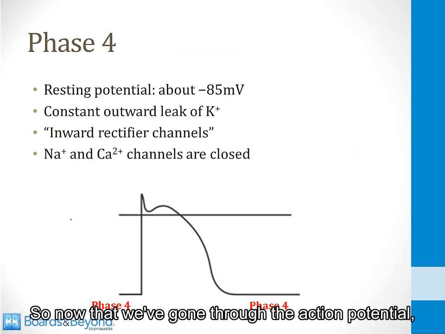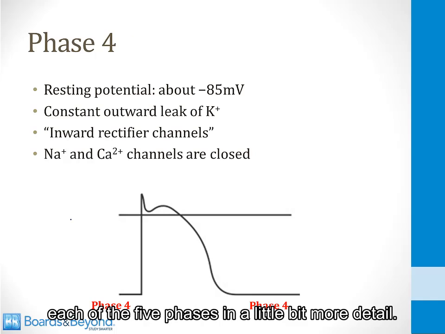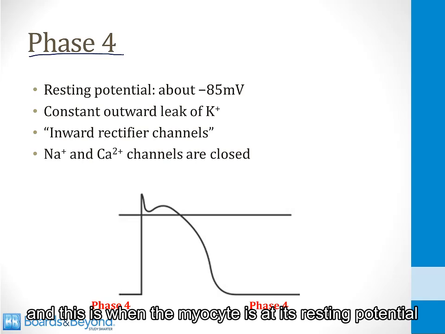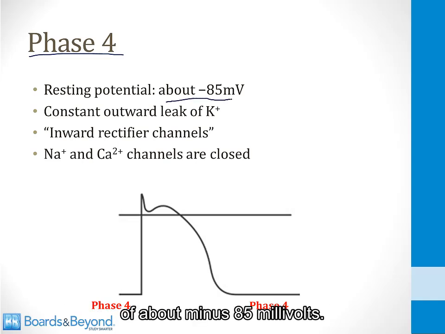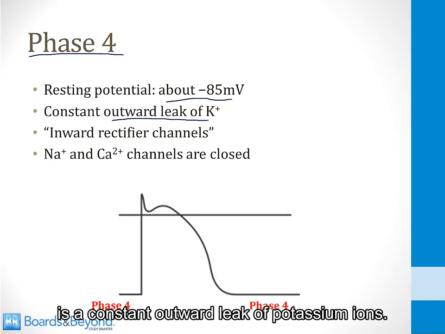So now that we've gone through the action potential, let me talk about each of the 5 phases in a little bit more detail. The resting phase is phase 4, and this is when the myocyte is at its resting potential of about minus 85 millivolts. What maintains the cell at minus 85 millivolts is a constant outward leak of potassium ions.